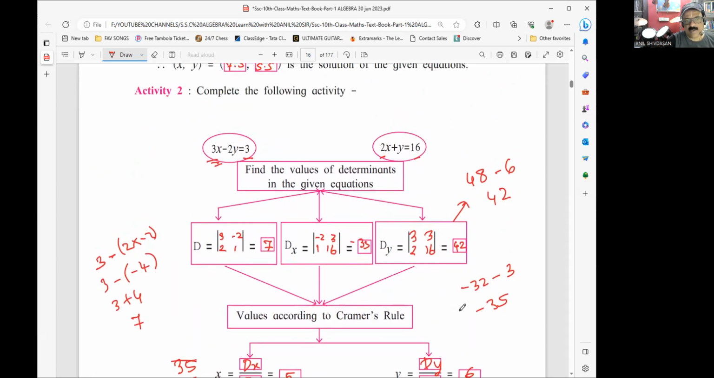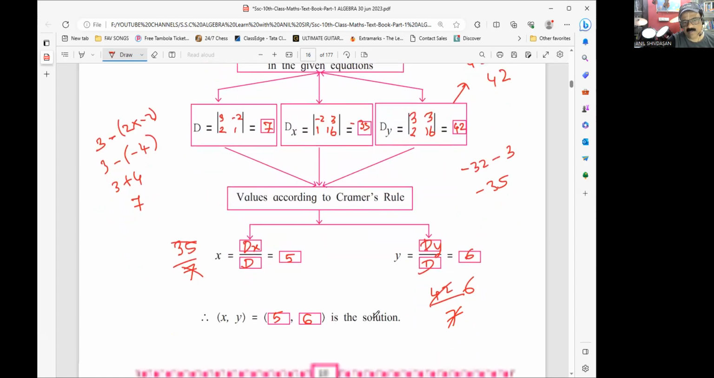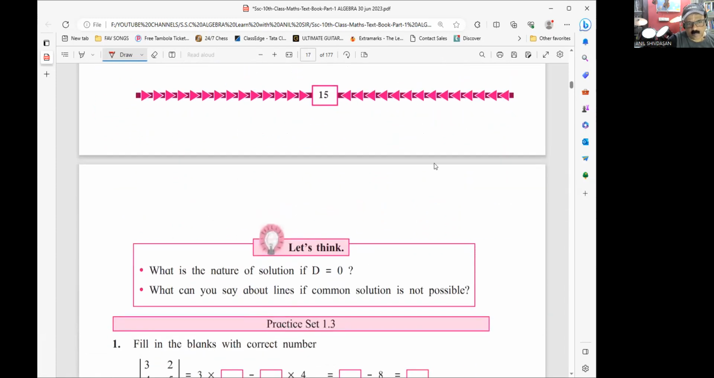Okay, hope this is very clear. The determinant method is also an easy method to solve two equations. And to summarize, you need to know three determinants: one is D, another is Dx, the other is Dy. And according to Cramer's rule, if you divide Dx by D, you will get x, and Dy by D, you will get y. So the answer to this question is x equal to 5, y equal to 6.